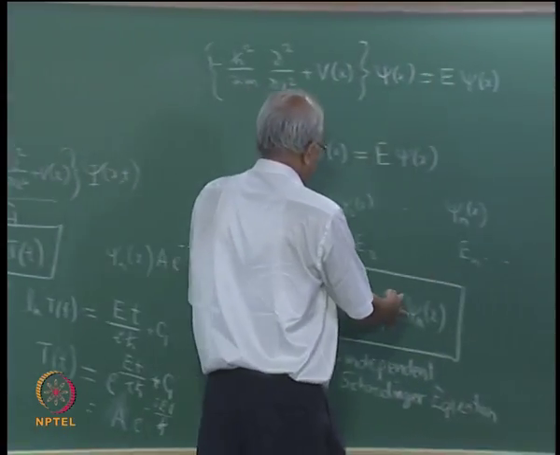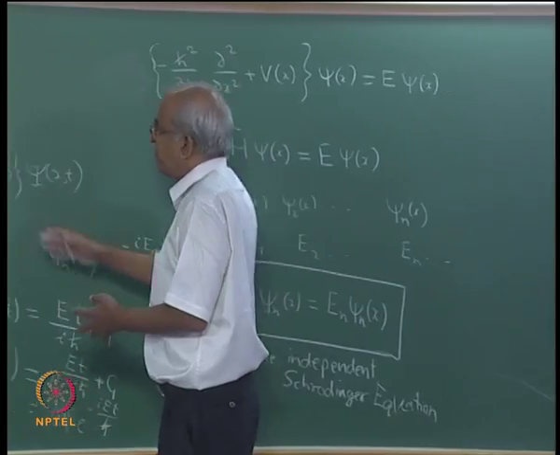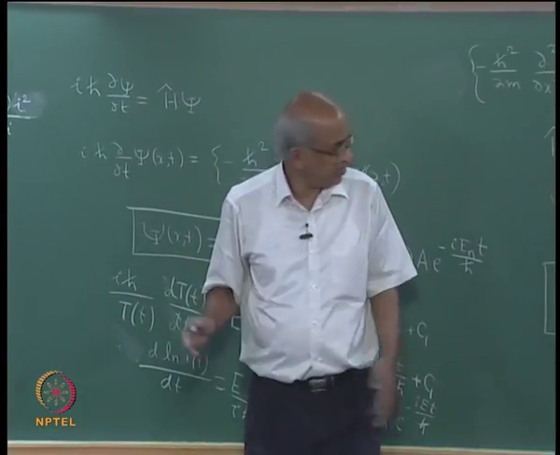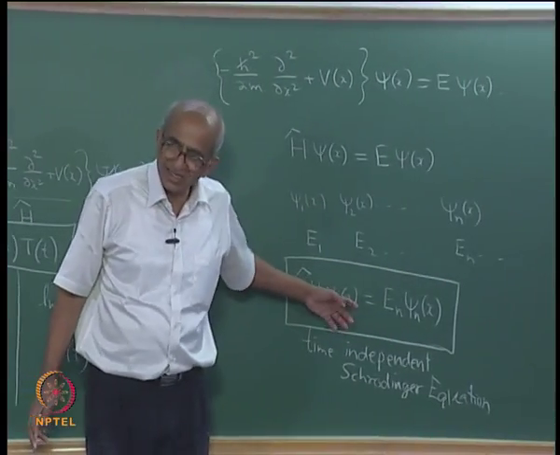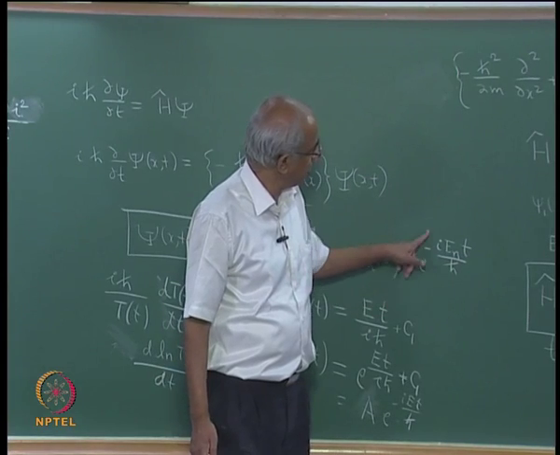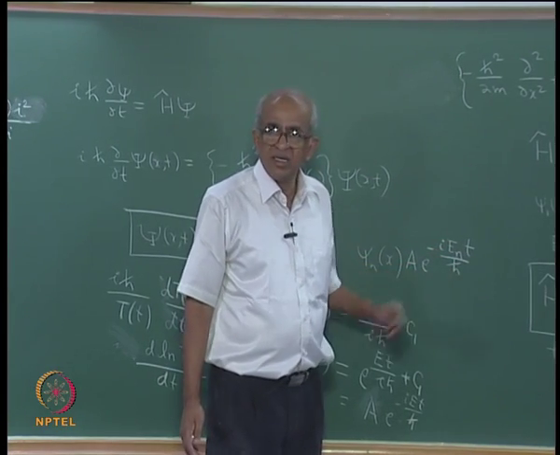But once you have derived this equation, I do not really have to worry about this equation, because I can get solutions of this equation simply by solving this equation and then taking the solution and multiplying it by a constant and e to the power of minus i E n t by h cross.